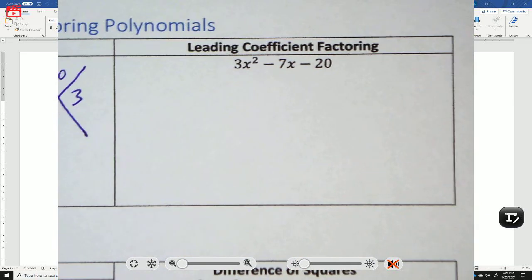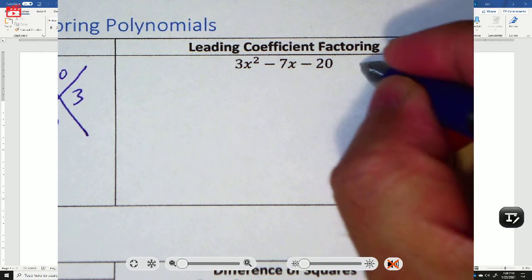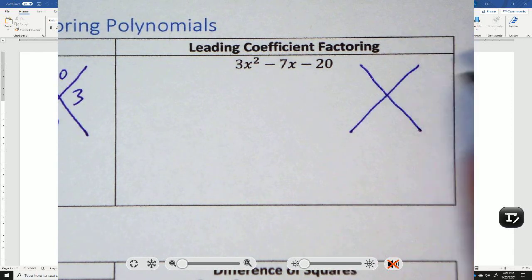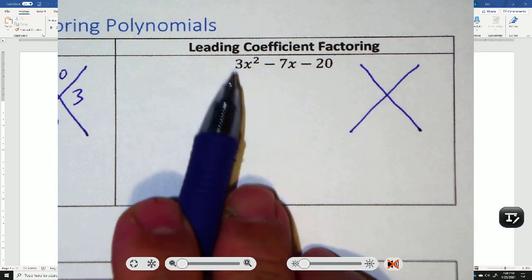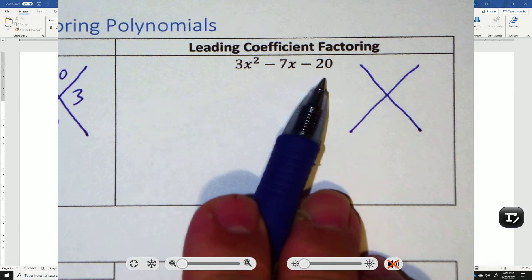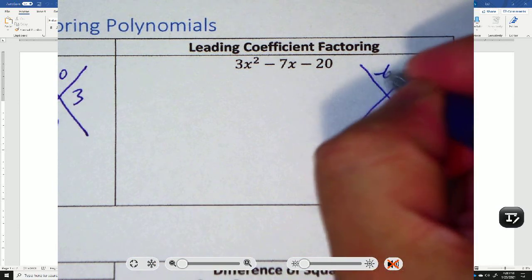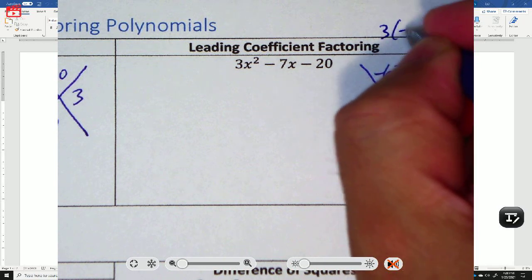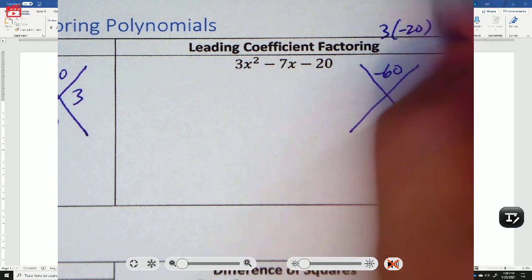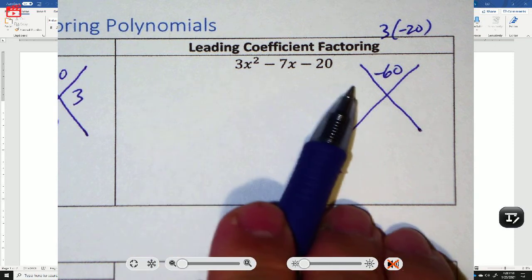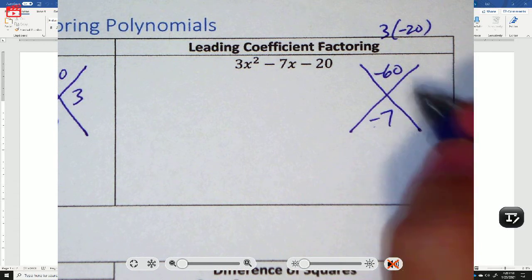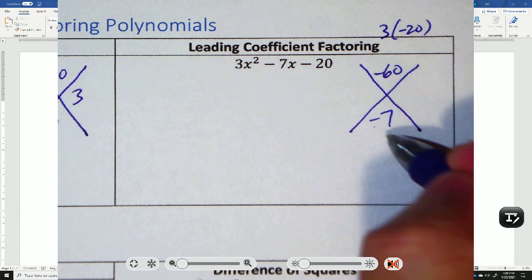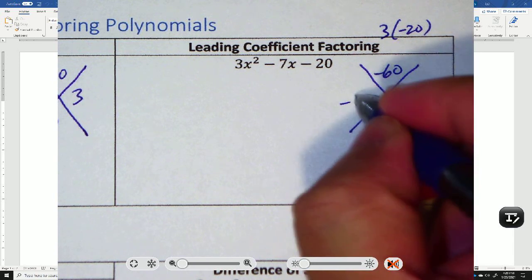Alright. This one, a lot of you are still having problems with this. Same basic technique. Put a little x. This is the way we organize our information. Except the top number is going to be the product of 3, the front number, and the last number, negative 20. So that's negative 60. You get that from doing 3 times negative 20, the front number times the last number. Leading coefficient times the constant. And the bottom number is still the middle number, so we put negative 7 there. So what are the factors of negative 60 that combine to make negative 7? That would be negative 12 times 5.